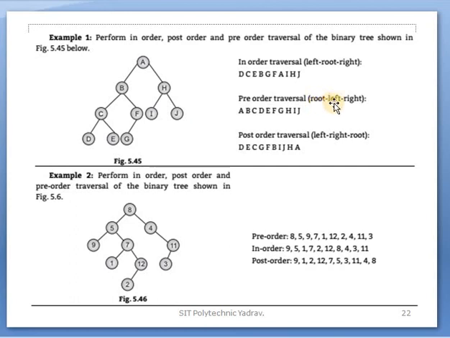Firstly root, after that left and right in a pre-order. Firstly root display means A will be displayed. After that B, left. Okay, in that left is also possible, so go to the left. C is the root, so C will be displayed. Again D has no left-hand child, so D will be displayed. Again go to the right, E display.